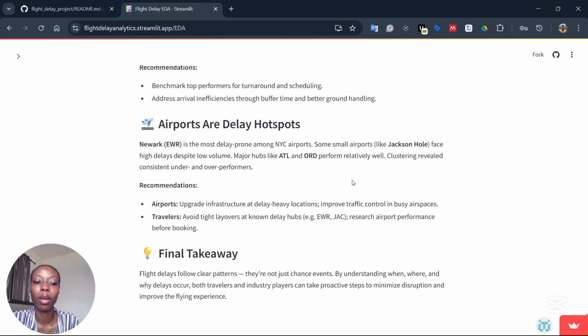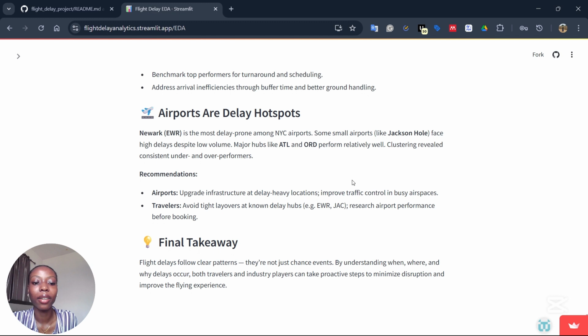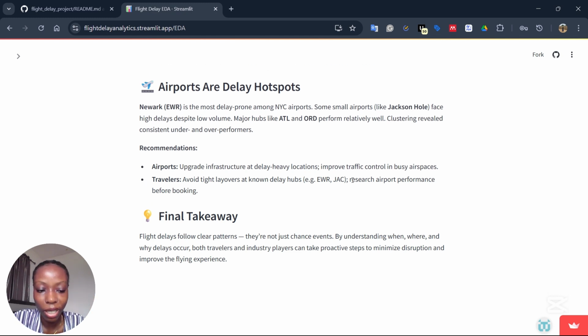What is the final takeaway? We know that flight delays follow clear patterns. They are not just chance events. So by understanding when, where, and why delays occur, both travelers and industry players can take proactive steps to minimize disruptions and improve the flying experience. And that brings us to the end of the EDA section. So let's move on to the predictor page.